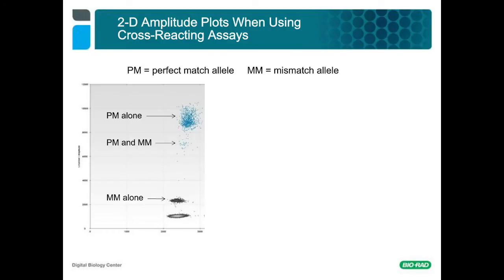Now, looking at an actual scatter plot, I've labeled the clusters. Starting from the top of the plot, the PM alone cluster contains molecules for which the probe is a perfect match. The cluster labeled PM and MM is comprised of droplets that contain both the targeted and non-targeted allele. So there is a mix of amplicons that are a perfect match and mismatch for the included probe. Finally, the cluster labeled MM alone contains only non-targeted alleles, and as a result, the probe is a mismatch for the included amplicons, resulting in a low level of fluorescence for these droplets.